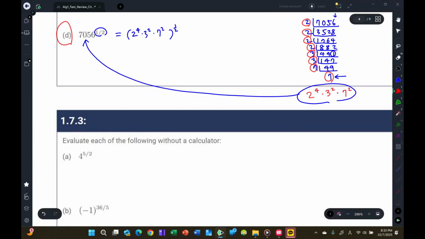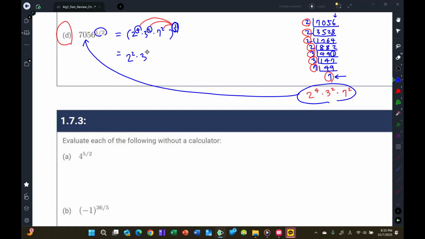Now, you have 2 different ways to do this. The first method is you can distribute it and multiply each pair, right? And that's going to give you 2 to the, what's 4 times 1/2? 2. What's 2 times 1/2? 1. What's 2 times 1/2 again? 1 again, right? So that's going to give you 4 times 3, which is 12. 12 times 7, that's 84, isn't it?